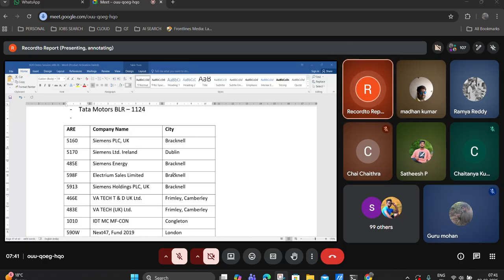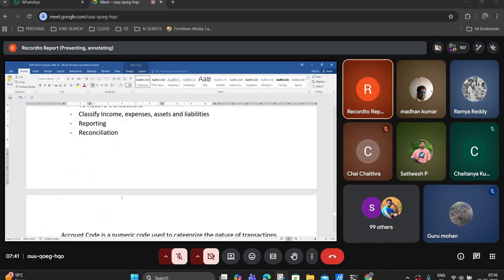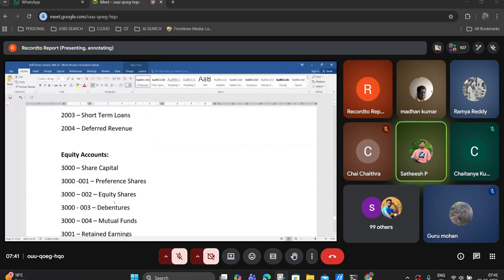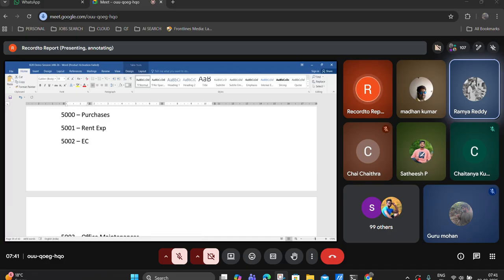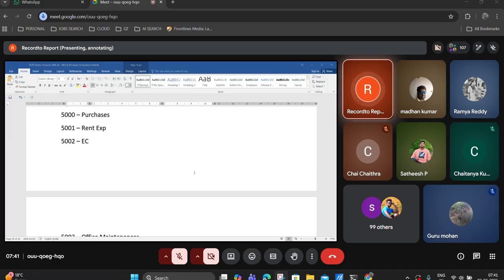So what is the account code we created here? What is the account code for rent? 5001 is the account code. Okay. How many cost centers do we have here? We have till 9, guys. Okay, we have till 9.